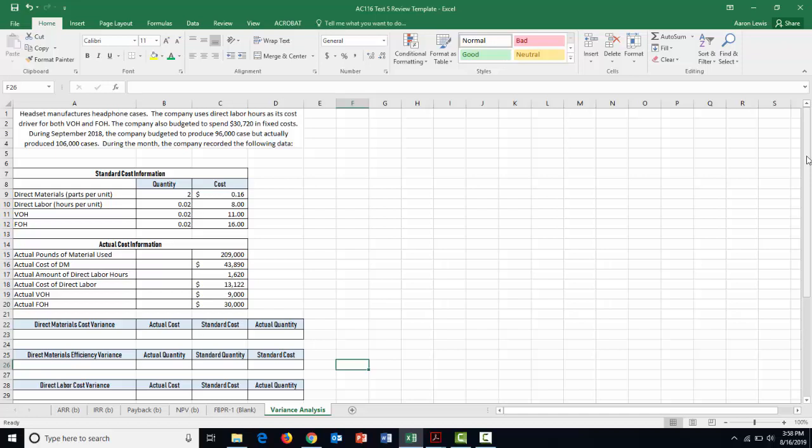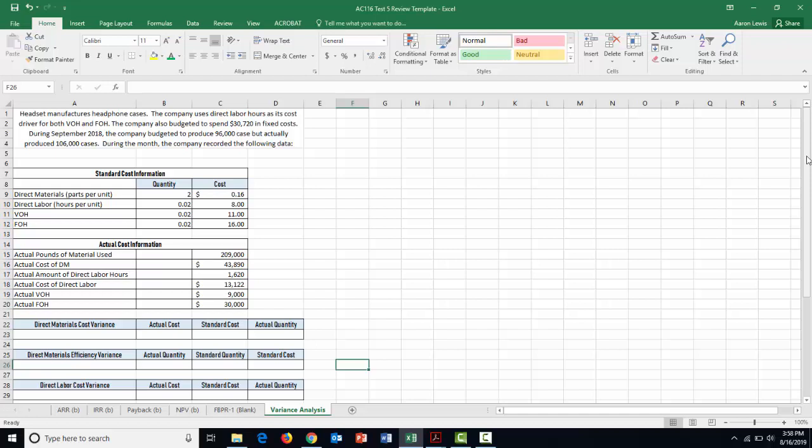$30,720, same thing we had last time, in fixed costs. And again, they budgeted to produce 96,000. They actually produced 106,000. We have their actual information in here. These are their standard costs, what the company plans on spending per each input. So for direct materials, it takes 2 parts, and the cost is 16 cents a part. Direct labor, it takes about 0.02 hours to make a headphone case, and the cost that they pay for labor is $8 an hour. Because they use direct labor hours as their cost driver, VOH and FOH are going to have a quantity equal to the cost driver quantity, so 0.02. They're allocating at $11 per direct labor hour for VOH and $16 per direct labor hour for FOH.